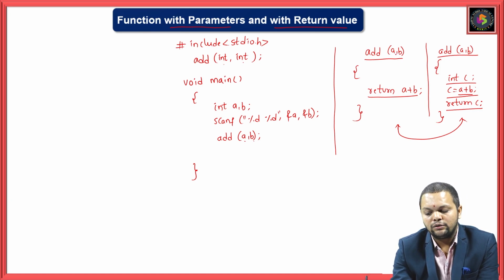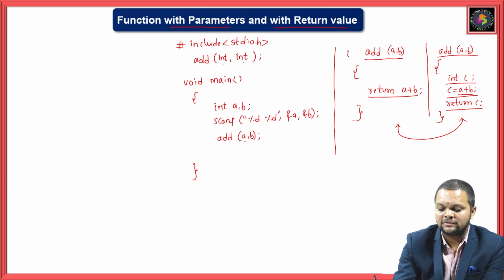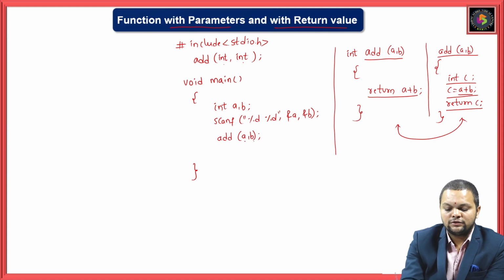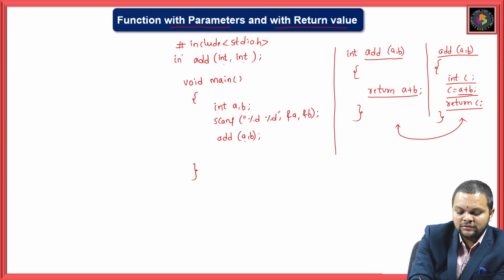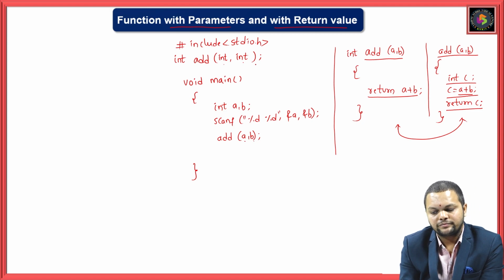Why? Because the a value and b value are already passed using the add function, and we are holding this and giving the value. Which type of value will you get here? You will return an integer value. So I'll write this as int. So this function is returning an integer value: int add int comma int.